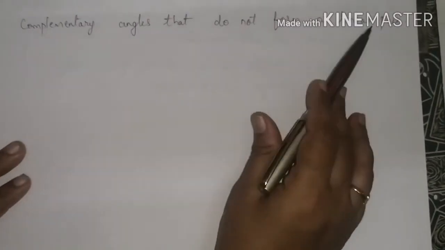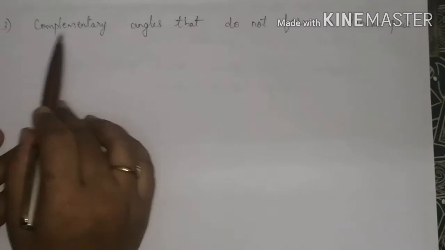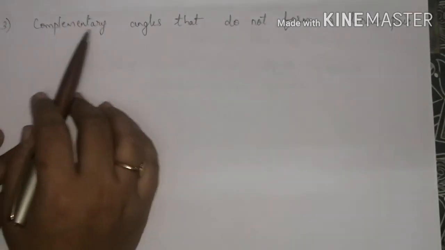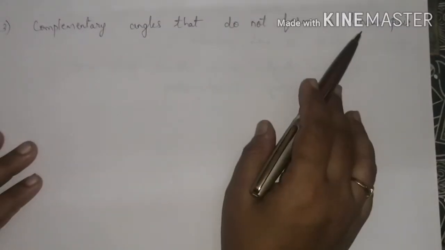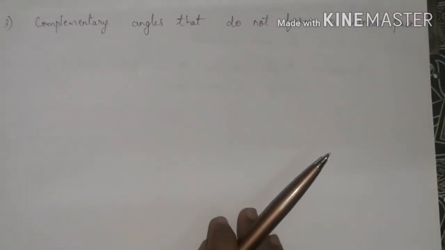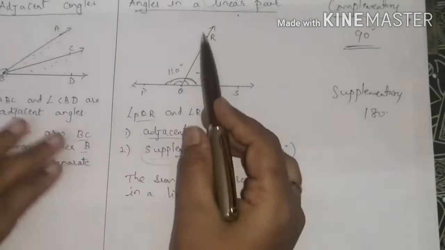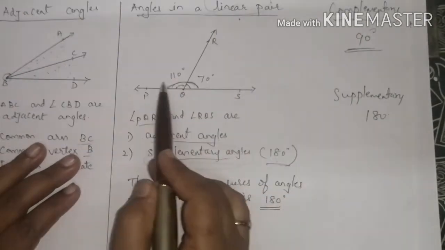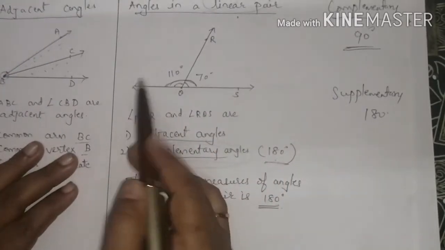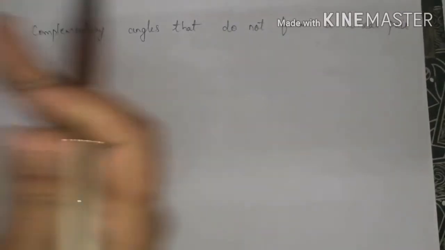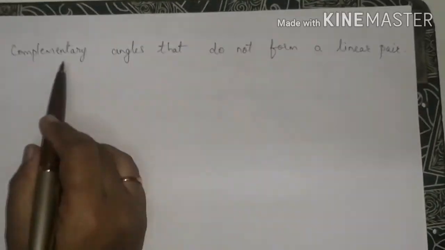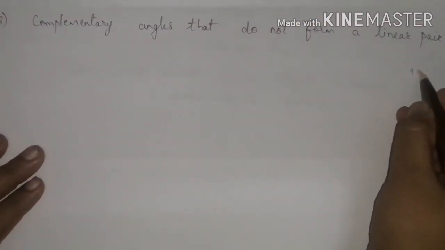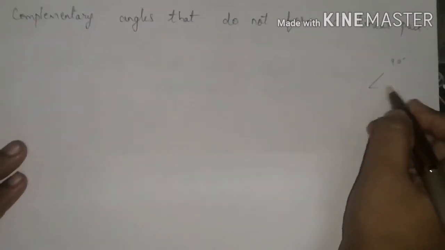Complementary angles that do not form a linear pair. We have to again draw complementary angles, two angles whose total is 90 degrees, and they do not form a linear pair. Linear pair angles we have seen how they are. They are adjacent to each other. They are on a straight line. So we do not want to draw them like this. So we can draw them separate because they do not form a linear pair. We have to draw them separately.